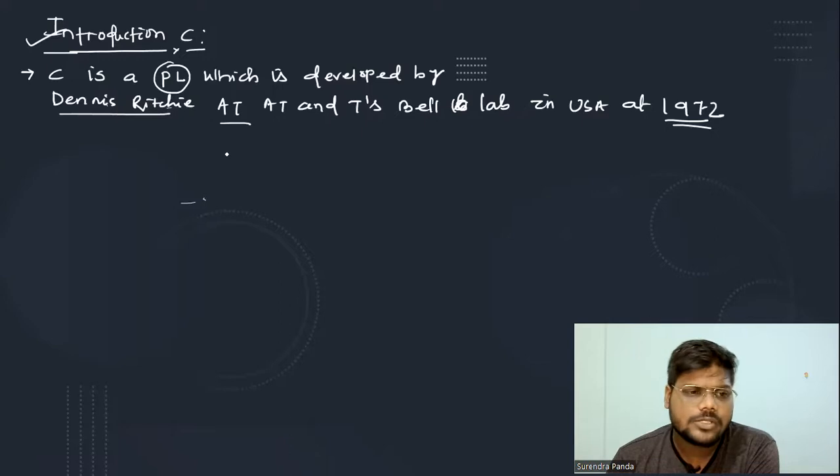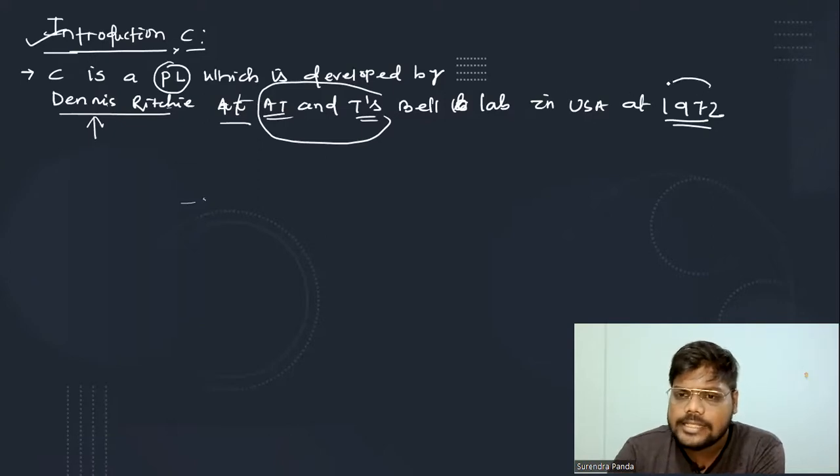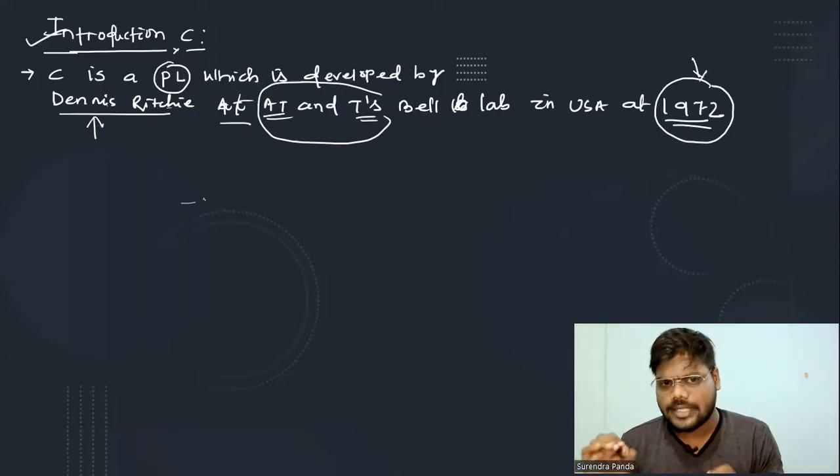USA. So that means who is the father of C? The father of C is Dennis Ritchie. Sir, C is developed at which laboratory? C is developed at AT&T Bell Laboratory in USA. When it is developed, meaning when the first version is released: in 1972. Is it clear? That's clear cut information, I can say.